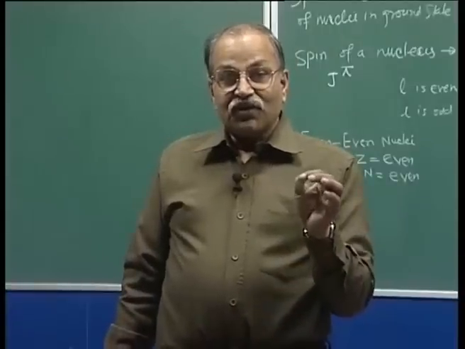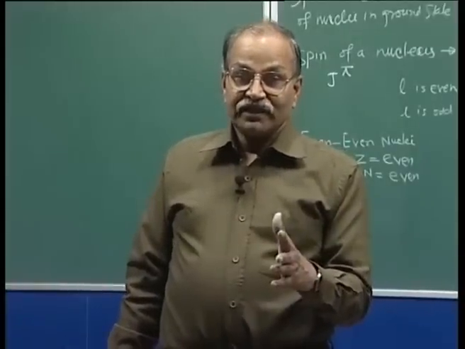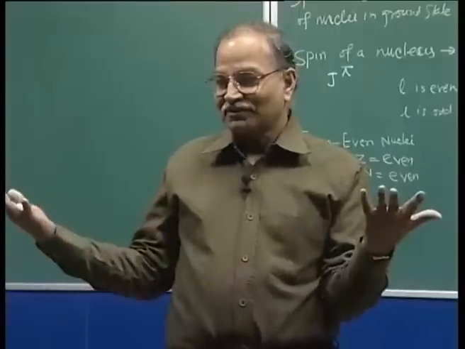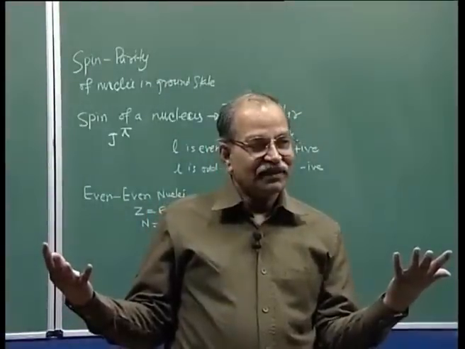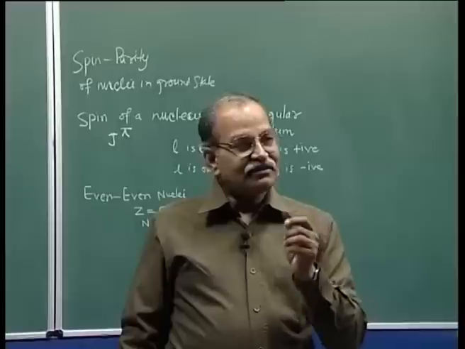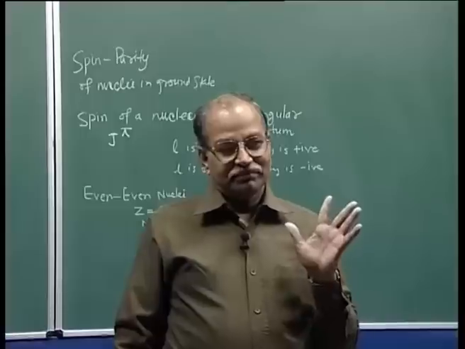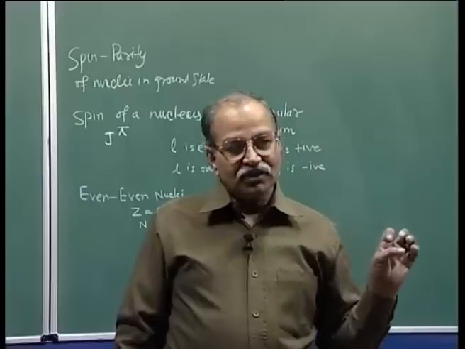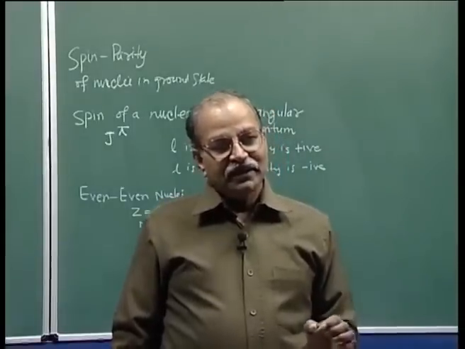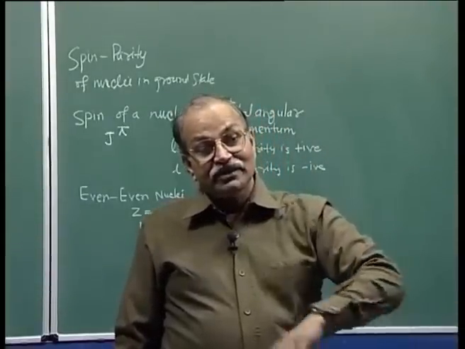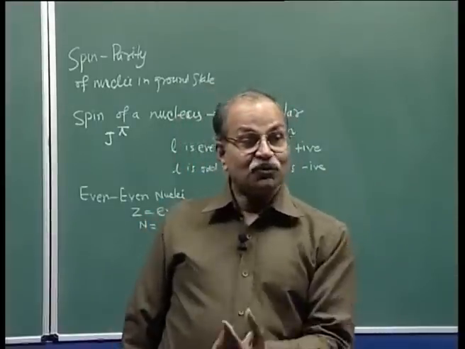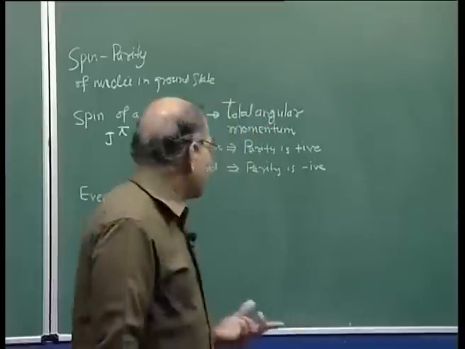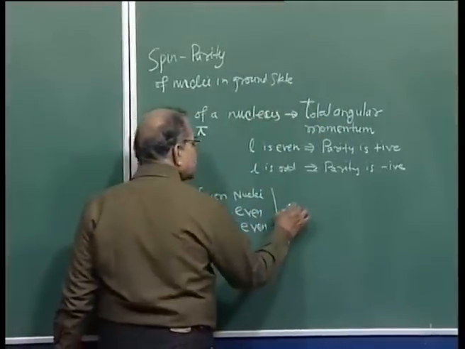So, in what we call the extreme single particle model, we say that neutrons and protons will pair up to the greatest extent possible. So, if you have an even nucleus, all the protons will pair up and all the neutrons will pair up. Then the total angular momentum of the nucleus is also 0, because pairwise it is 0. So, 0 plus 0 plus 0 plus 0 plus 0, the whole thing is 0. So, spin should be 0.